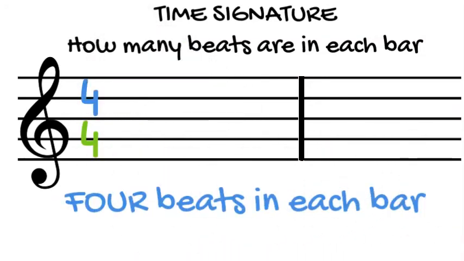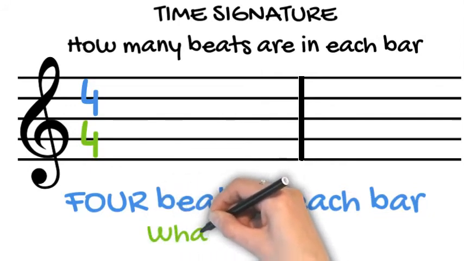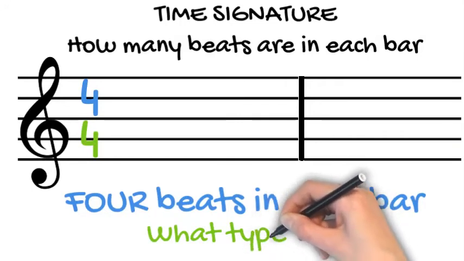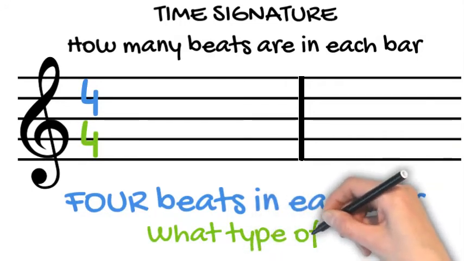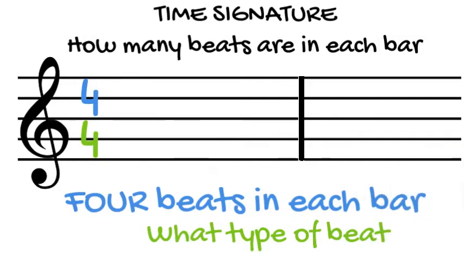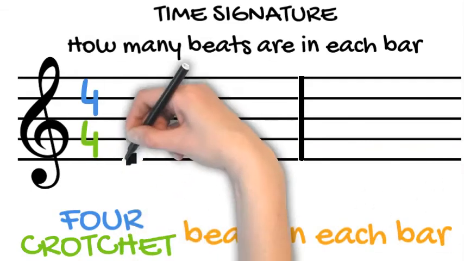The bottom number tells us what kind of note is to be used as the basic unit for the beat. 1 corresponds to a semibreve note, 2 to a minim note, 4 to a crotchet, and 8 to a quaver, and so on. So this time signature here tells us that there are 4 crotchet beats in each bar.